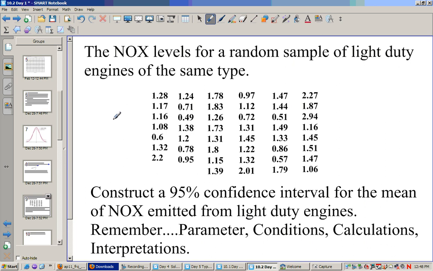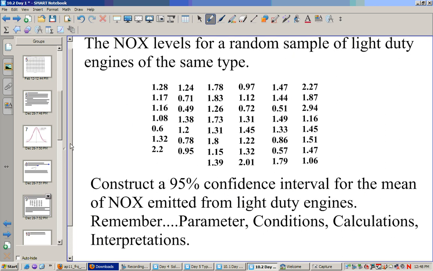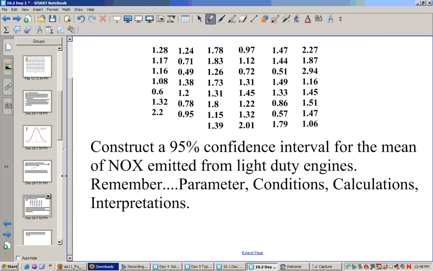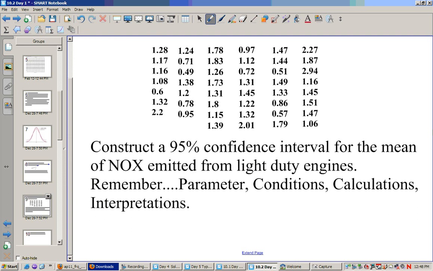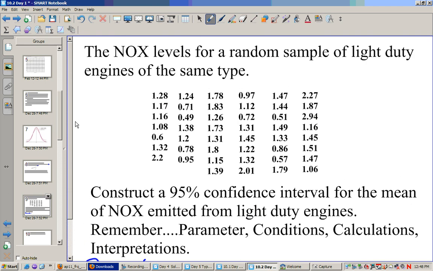So if we have NOx levels of light-duty engines, and this is our data set, let's construct a 95% confidence interval for this. Well, the first thing we want to know is the parameter. What do we want to estimate? We want to estimate the mean NOx level of all light-duty trucks.